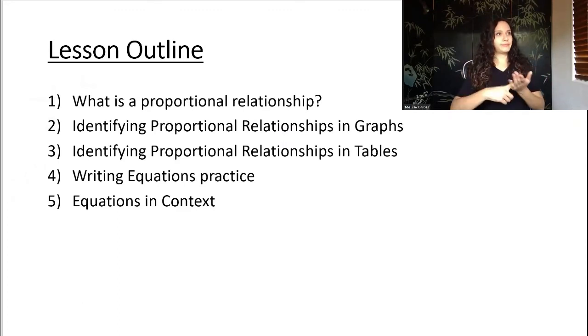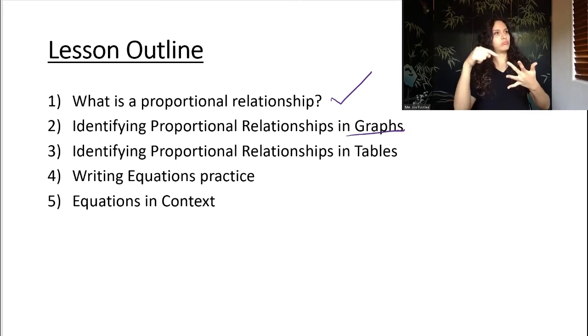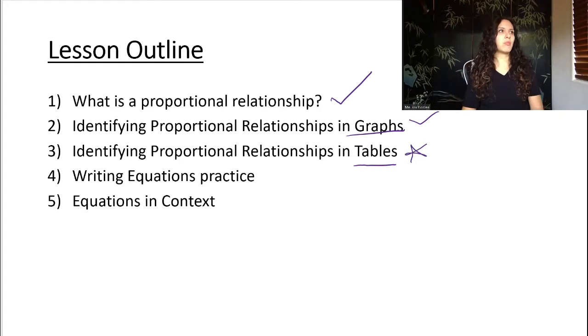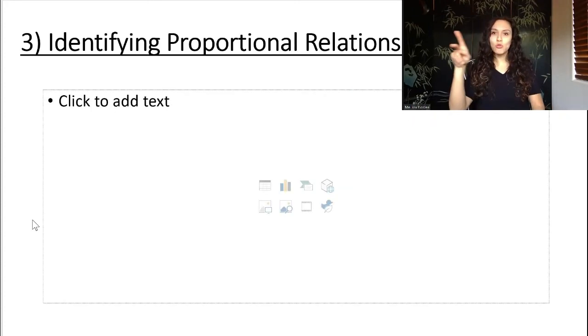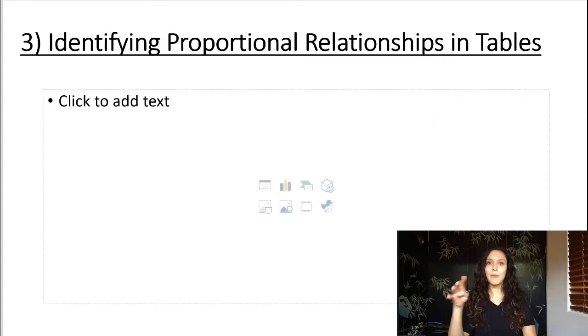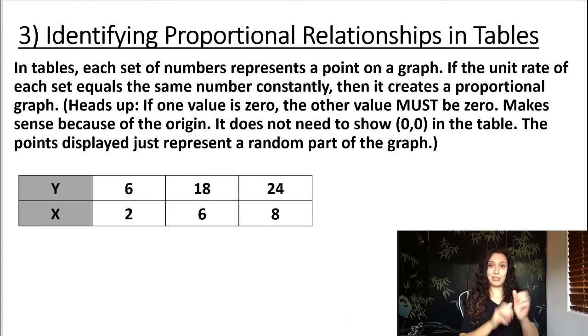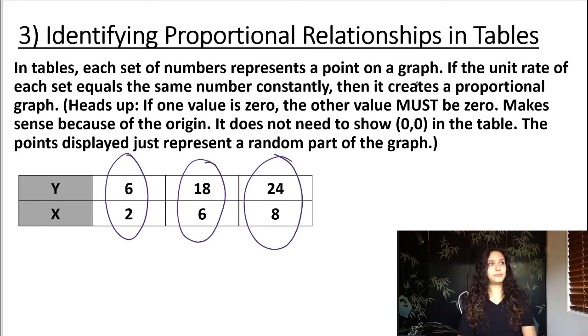All right, so we talked about what is a proportional relationship. We identify proportional relationships in graphs. Now let's talk about proportional relationships in tables. Okay, that's where we're at right now. So identifying proportional relationships in tables. In tables, each set of numbers represents a point on a graph. If the unit rate of each set, so here's a set, here's a set, and here's a set, equals the same number constantly, then it creates a proportional graph.